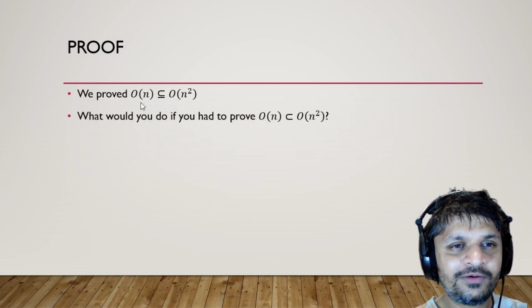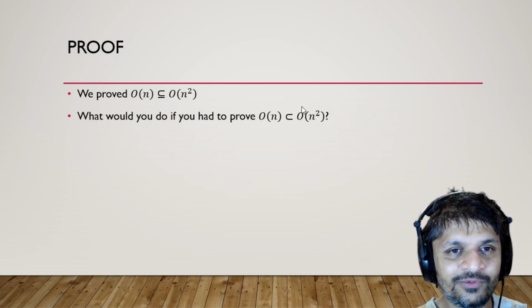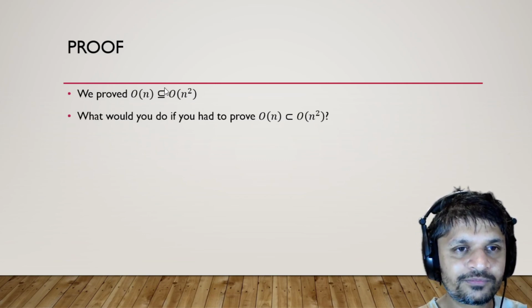So we proved this. What would we do if we had to prove that big O n was not equal to big O n squared? So it's a proper subset, and there's no equal to there. How would I prove this, if I already know the subset relation? Well, the only difference is whether they're equal.